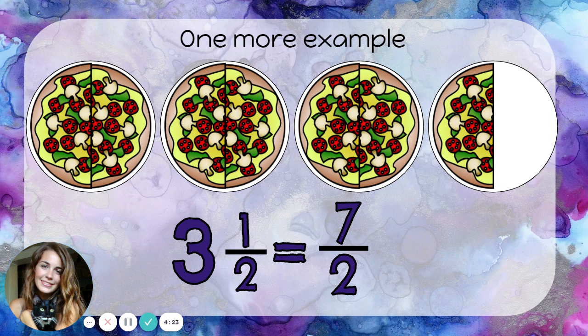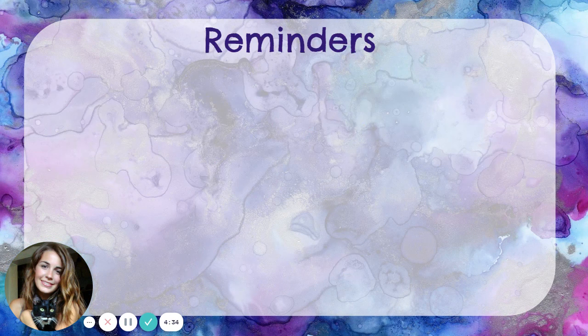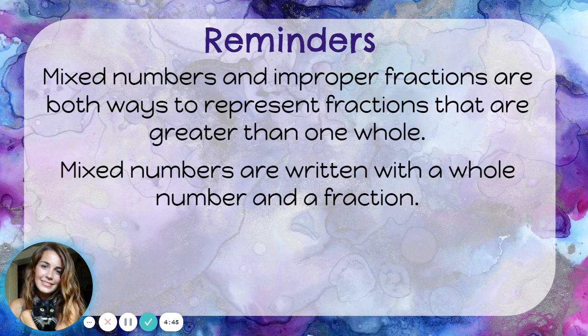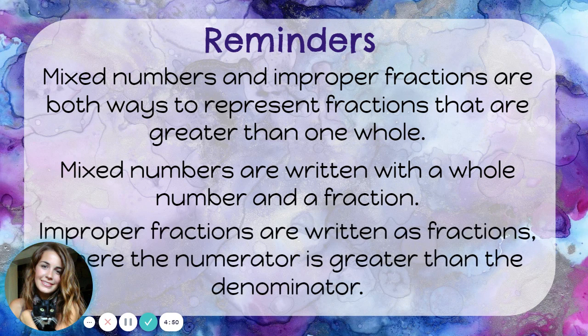3 1/2 equals 7 halves. They're the same amount of pizza. One is written as a mixed number and the other as an improper fraction. Here are some reminders. Mixed numbers and improper fractions are both ways to represent fractions that are greater than one whole. Mixed numbers are written with a whole number and a fraction. Improper fractions are written as fractions where the numerator is greater than the denominator.